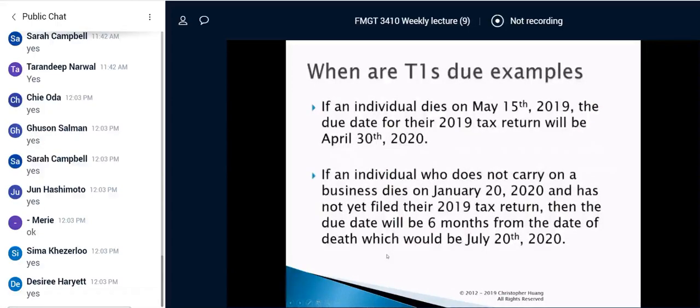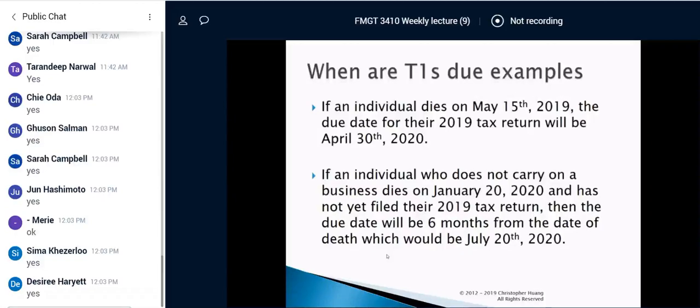Okay. So you have an individual who dies May 15, 2019. What's the due date? Well, they're between that January, October 31 range. The deadline will be April 30th. If they die January 20th, 2020, and they've not yet filed their 2019 tax return, then the due date will be 6 months from the date of death, July 20th. Okay. So these are just some examples.